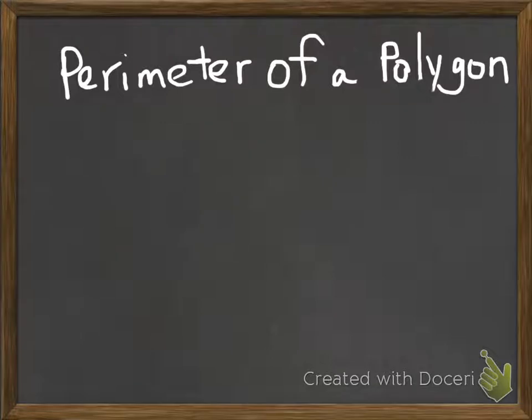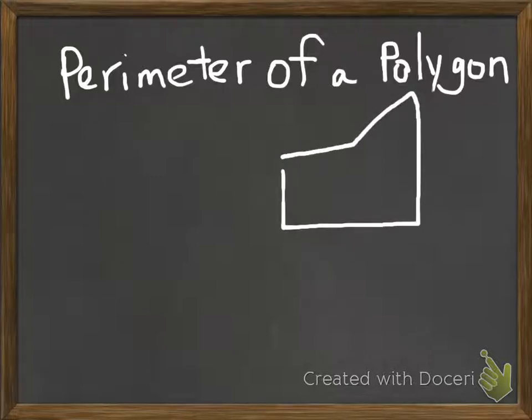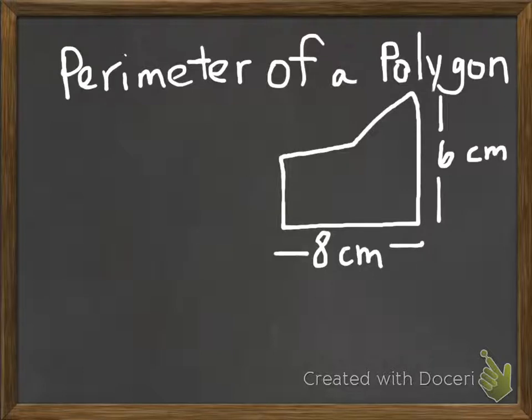Perimeter of a polygon. Okay, so we're going to be finding the perimeter of a shape, a polygon that looks like this. Now, remember, perimeter means adding all the sides. So if we know that this side here is 8 centimeters long, from this corner to that corner, and then 6 centimeters on this side, 5 centimeters here, 4 centimeters here, and then 4 centimeters on this last side.